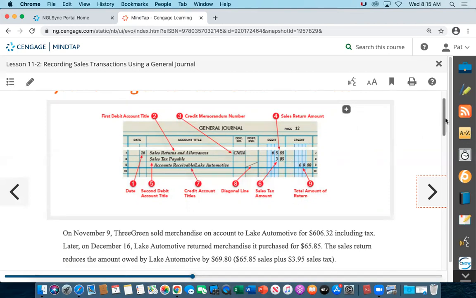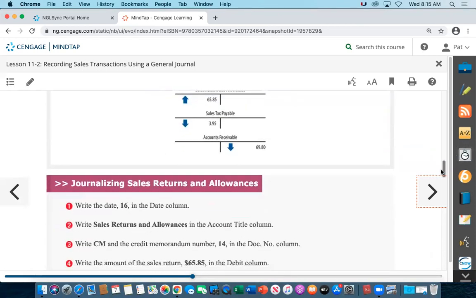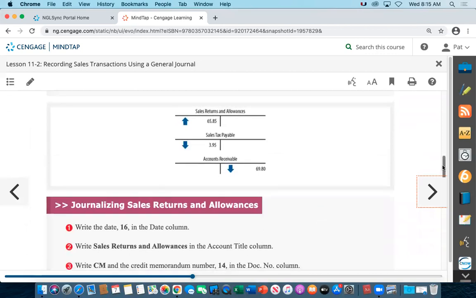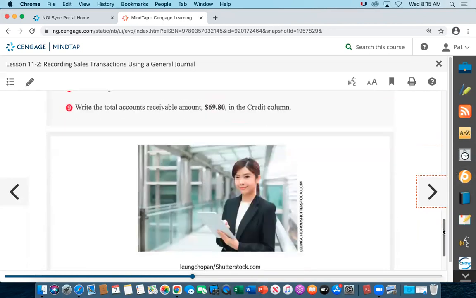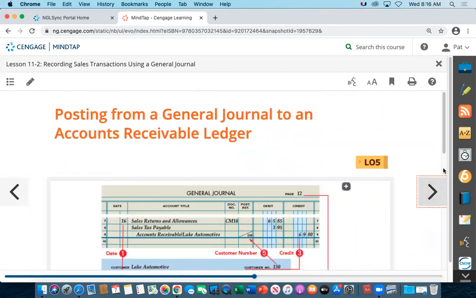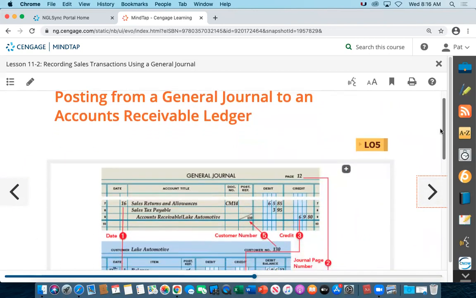So the debits have to equal the credits. Okay, and you can see that with our T accounts. Sales returns, sales tax payable is decreased because we don't want to pay the government that. And we move on. They've got all the steps there. So that's one transaction. Hopefully we'll have the credit memorandum where we credit accounts receivable and the customer.